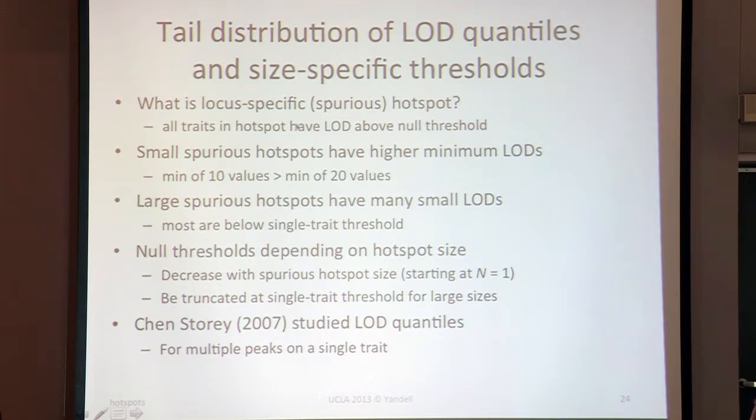Okay, so when we think about getting a spurious hotspot at particular locations, some of these are going to be small hotspots with higher LODs, and some of them are going to be large with smaller LODs. And the threshold that we use is now a sliding threshold that depends on the hotspot size. So instead of setting a threshold on the size of the LOD and then seeing what size hotspots we get, we say, I want to look at hotspots of a certain size, and what would the threshold need to be for me to pick up that size hotspot?